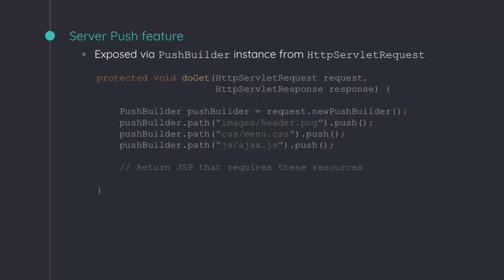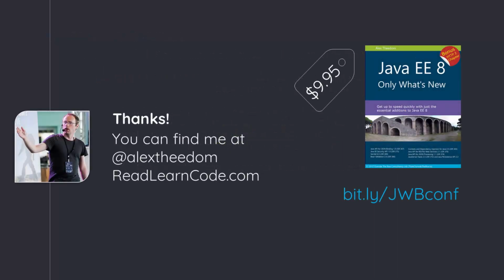Then the menu CSS file is pushed, and then the AJAX JavaScript file is pushed to the client. By the time the servlet doGet method finishes executing, the resources will have arrived at the browser. The HTML generated from the JSP that requires these resources will not need to request them from the server, as they will already be in the browser cache. Well, that's it for the best of the new features in Java EE 8.